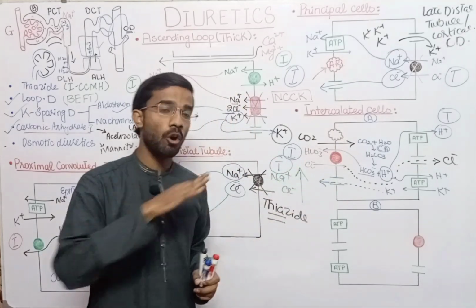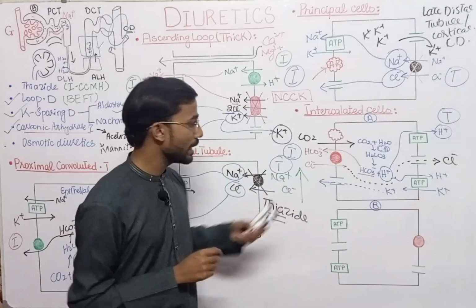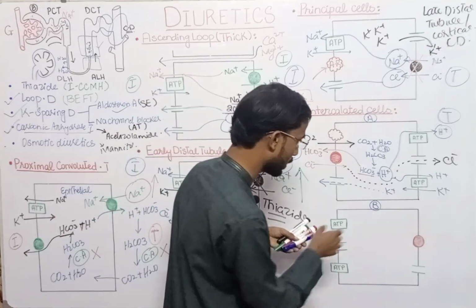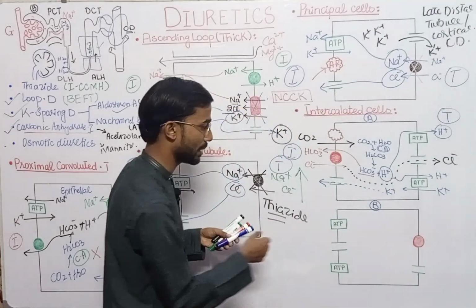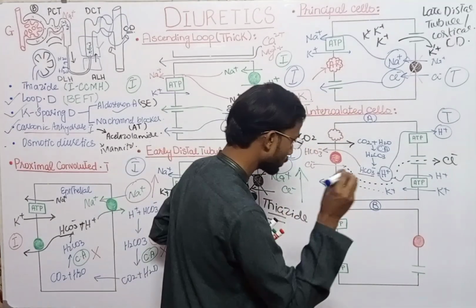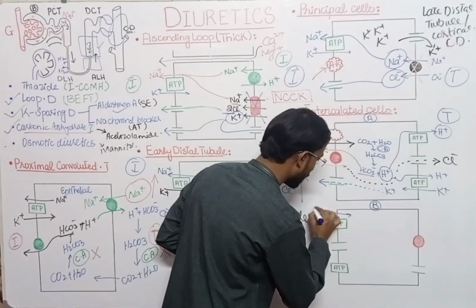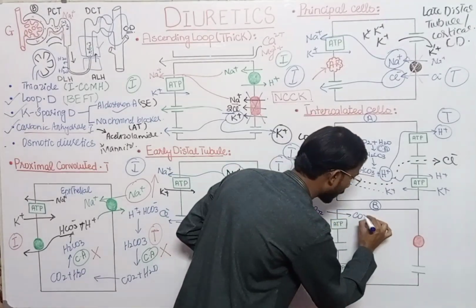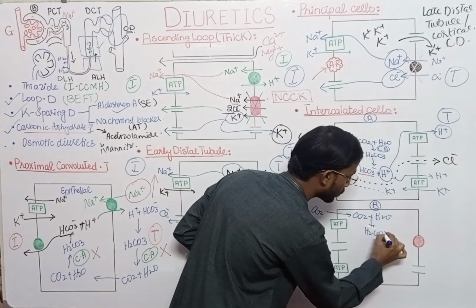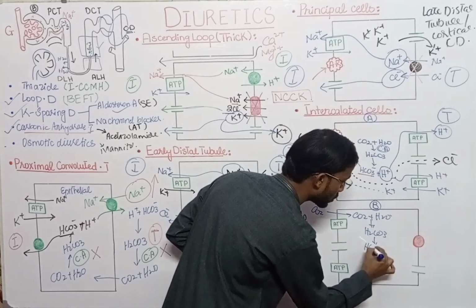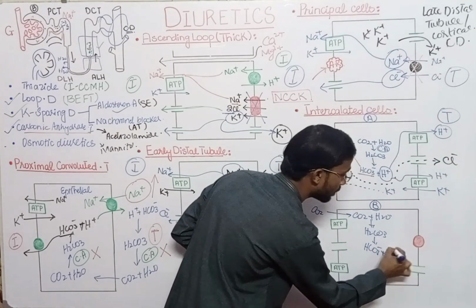Type B is just opposite to the type A. In that situation you will see that this is the tubular lumen and this is the interstitial space. Then what will happen? First of all, carbon dioxide enters the cell. So carbon dioxide combines with the water and forms H2CO3. H2CO3 converts into HCO3 negative plus H positive.